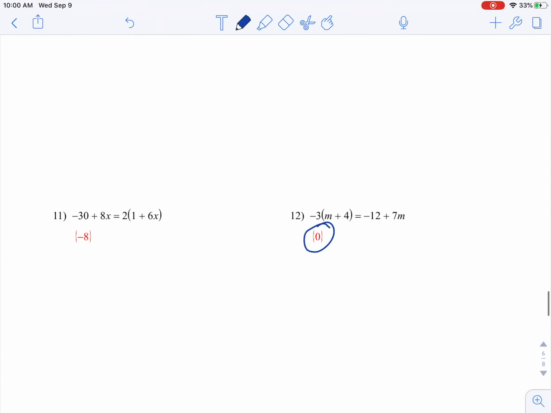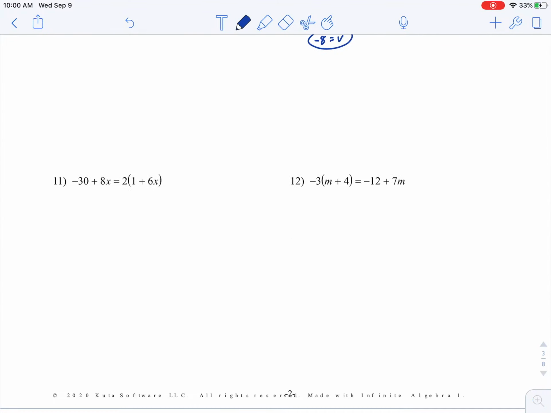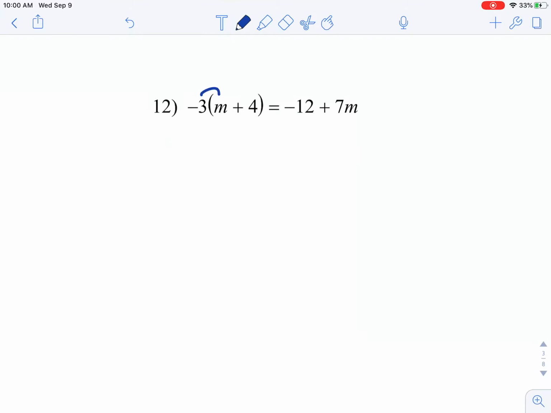It looks like the answer is going to be 0. So let's do number 12 and make sure we can get 0 for an answer. Parentheses here, I'm going to distribute -3m plus 4, so that's going to be -12 plus 7m. Let me try to make that a little neater. Nope, screwed up. -3 times +4 is -12. Okay, I think I'm right here.